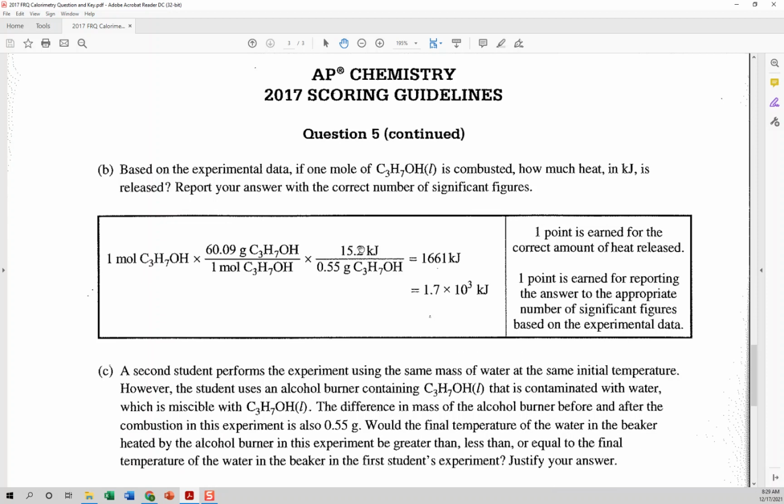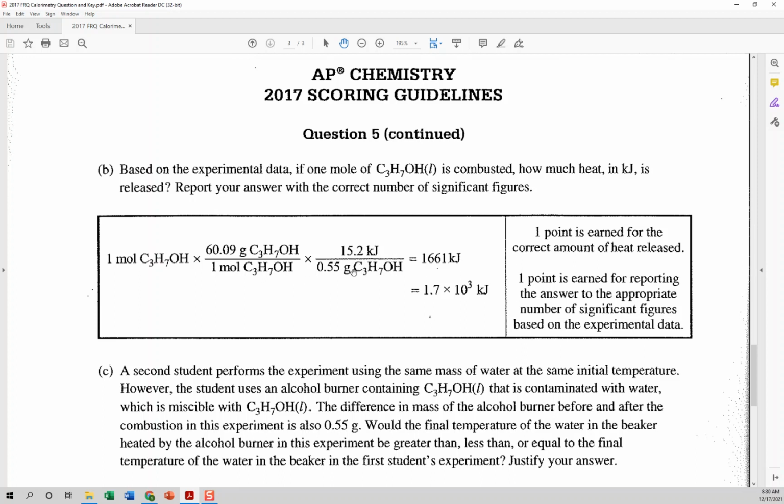I don't know if I would have done it this way, but what they did was they took, I guess, the 15.2 kilojoules and divided by the grams of propanol, and that would give you kilojoules per gram. And then I would just divide by moles of propanol to get kilojoules per mole. But what they did was say, okay, if 1 mole of propanol burns, let's convert moles to grams. And they converted moles to grams, and then they used this ratio to convert from grams to energy.